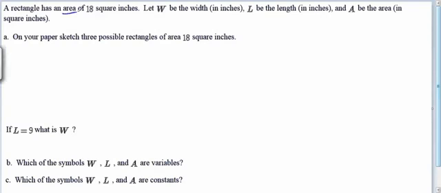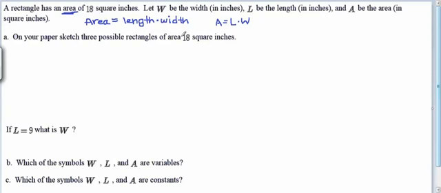To do this problem, it's going to be important to remember our formula for area, or how we calculate the area of a rectangle. It's calculated by multiplying length times width. So in words, we could write that out as area equals length times width. Or as a formula, we could write it as A equals L times W.